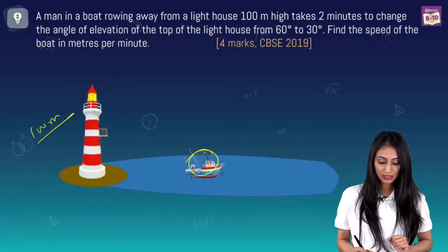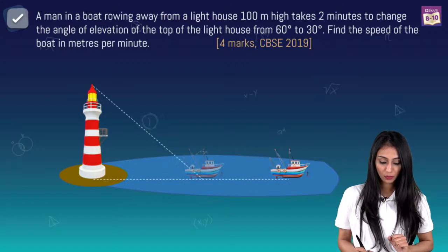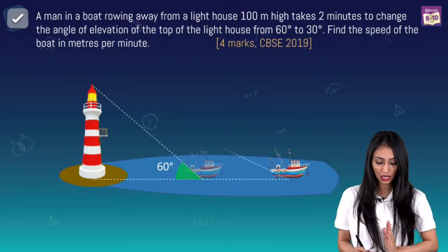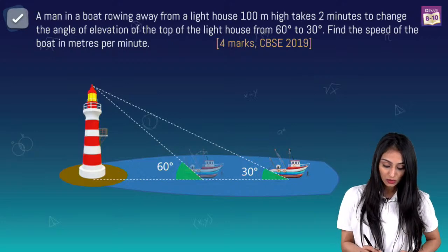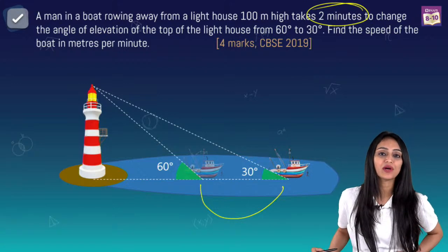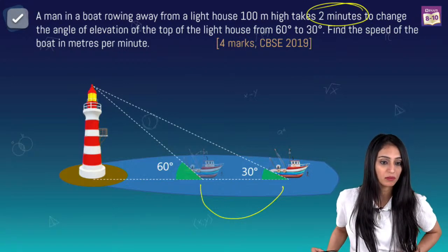When he looks at the lighthouse, you can see that the first angle of elevation is formed from here. It is 60 degrees. After 2 minutes, he moves a little distance away from the lighthouse and the angle of elevation changes to 30 degrees. The change in position takes 2 minutes. We have to find the speed of the boat in meters per minute.